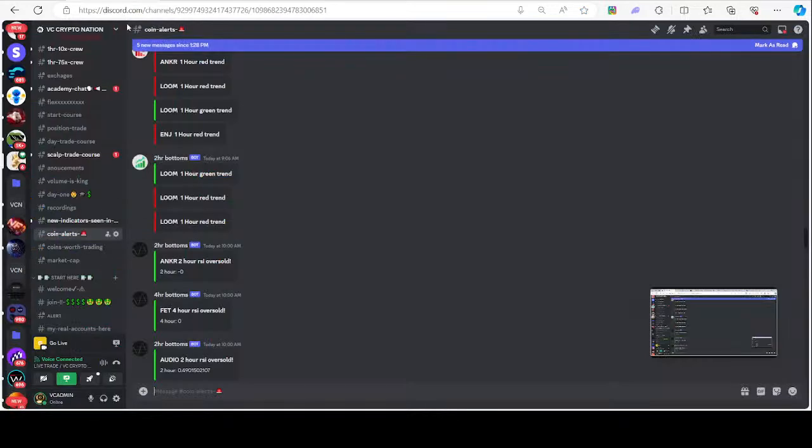So when I see a coin like that, I'll go here and I'll reply and I'll say at Alf, remove Loom. Terrible percents.